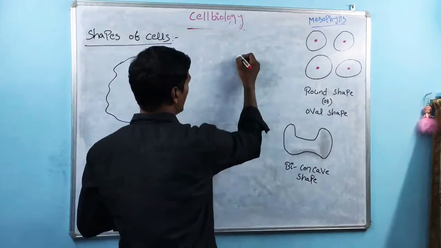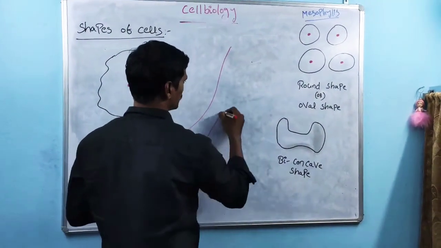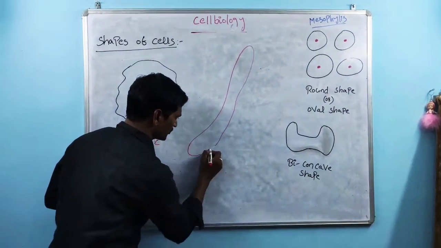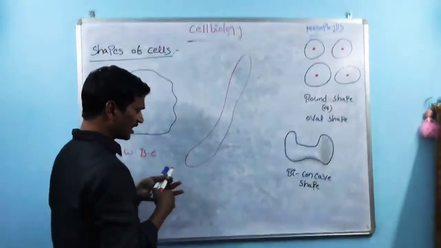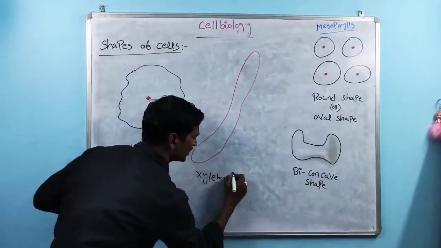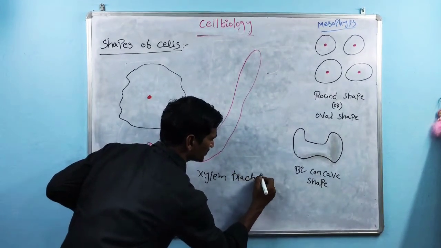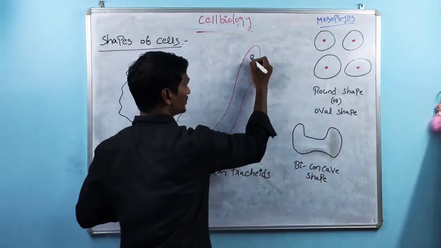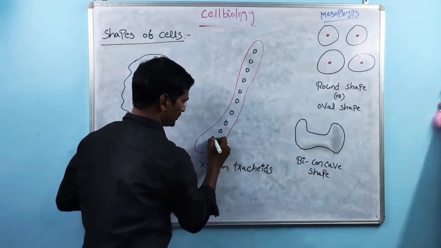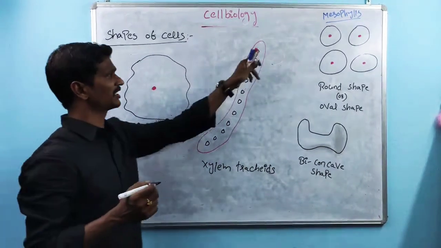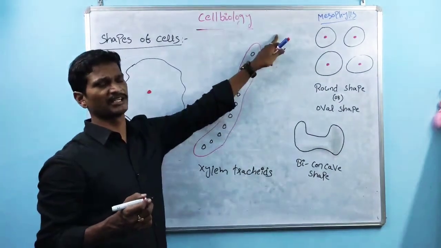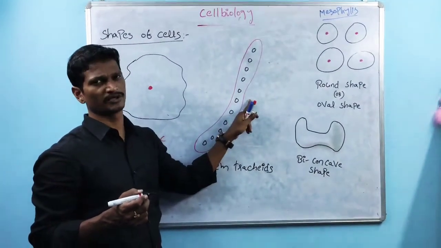And some of the cells are elongated cells. Suppose this is one of the elongated cells. See, this is one of the elongated cells. These elongated cells are especially seen in plants, the best example being xylem tracheids. See, those elongated cells have pores. One xylem tracheid is connected with another xylem tracheid, supporting the transportation of water.